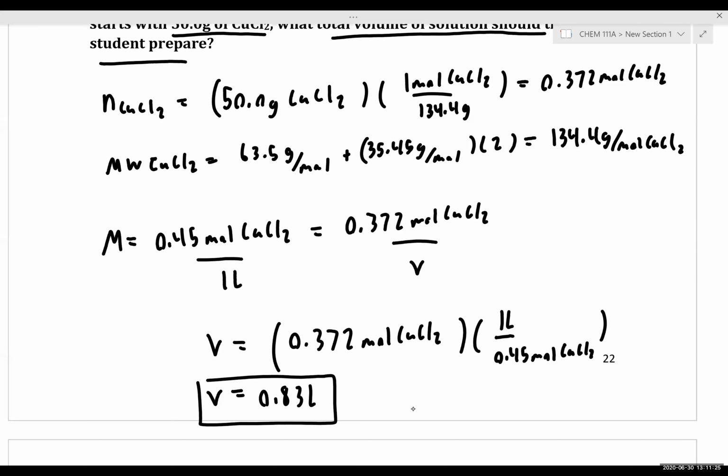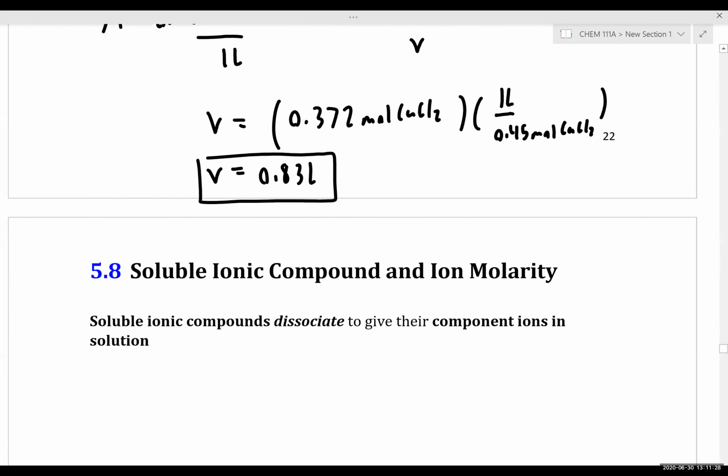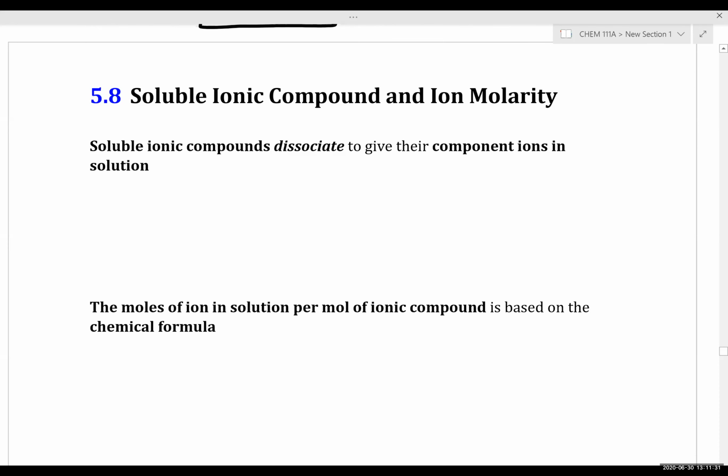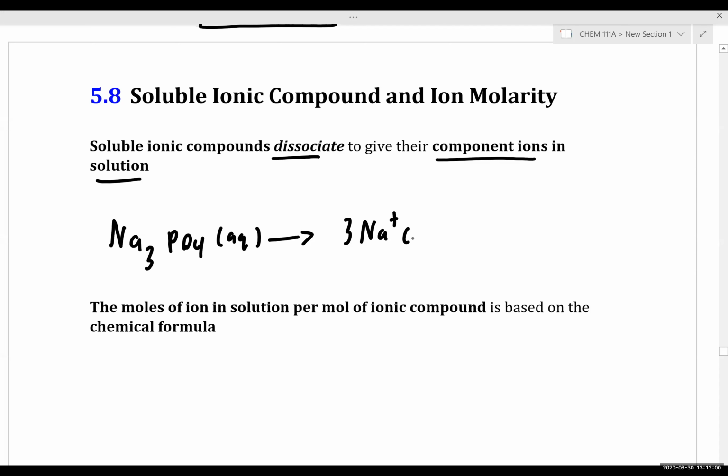If not, let's continue and talk a little bit about soluble ionic compounds, which are interesting. First and foremost, soluble ionic compounds dissociate to give their component ions in solution. For example, if we have sodium phosphate solid and we dissolve it in water to generate aqueous sodium phosphate, that sodium phosphate in solution will break up into sodium plus and phosphate, which is PO4 3-.